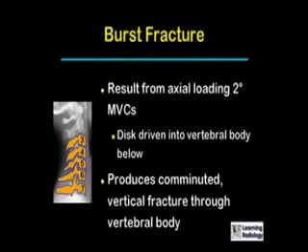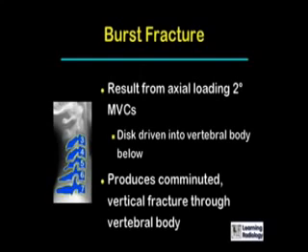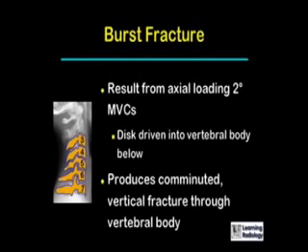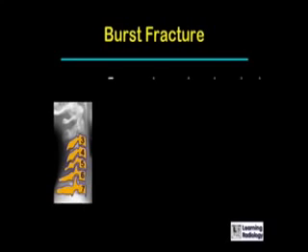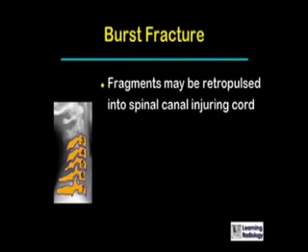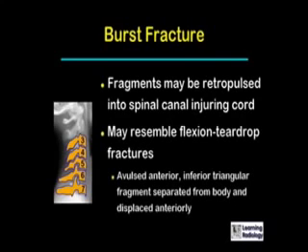A burst fracture results from an axial loading injury, usually secondary to motor vehicle collisions. The disc is driven into the vertebral body below, and it produces a comminuted vertical fracture through the vertebral body. Fragments of the burst may be retropulsed posteriorly into the spinal canal, injuring the cord.